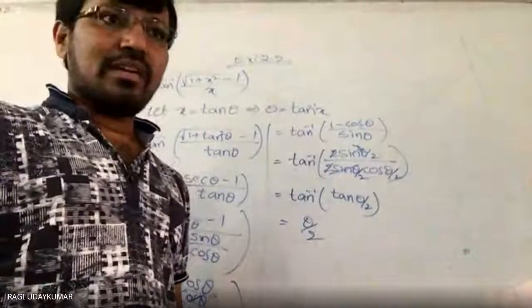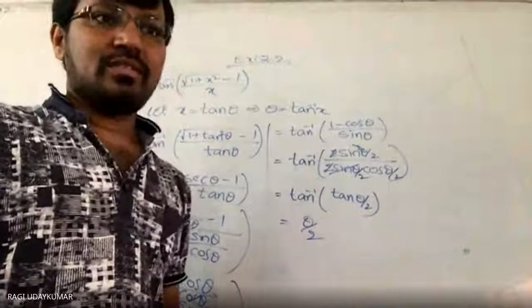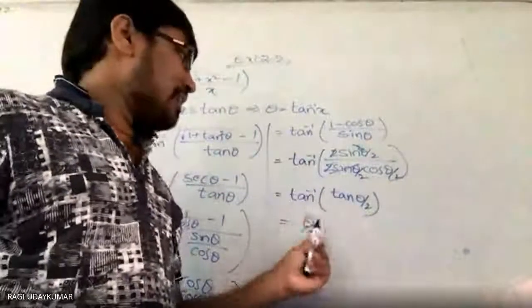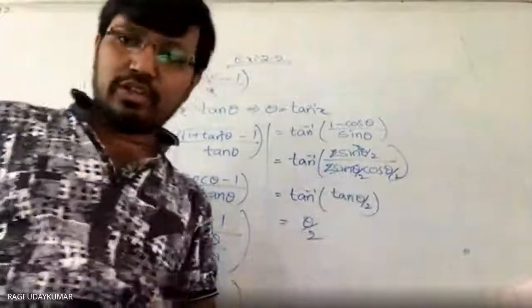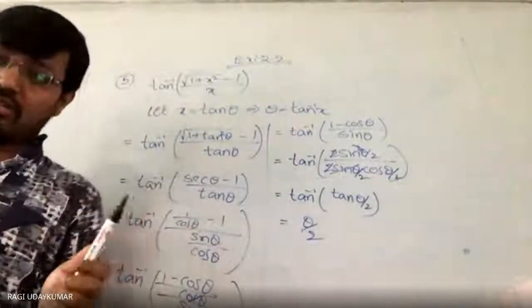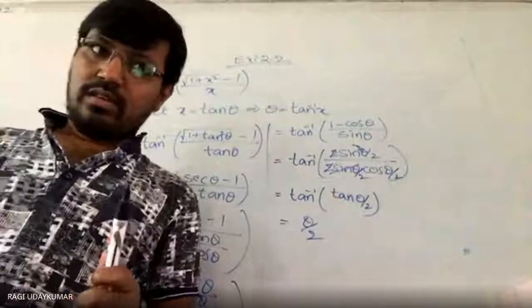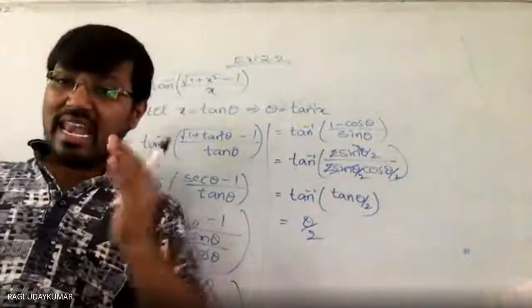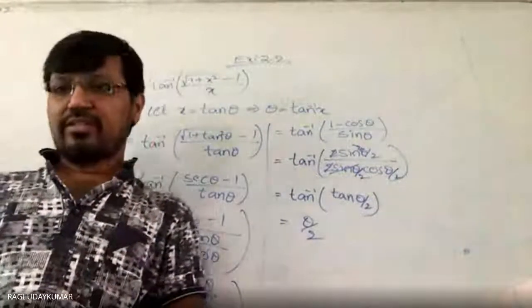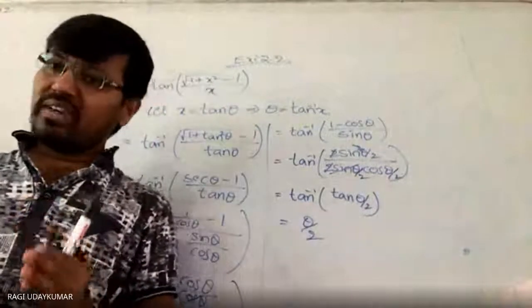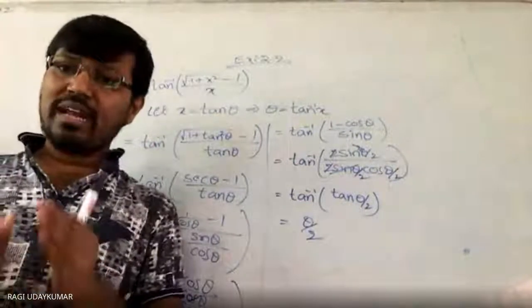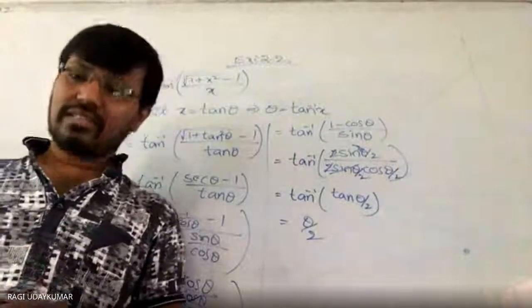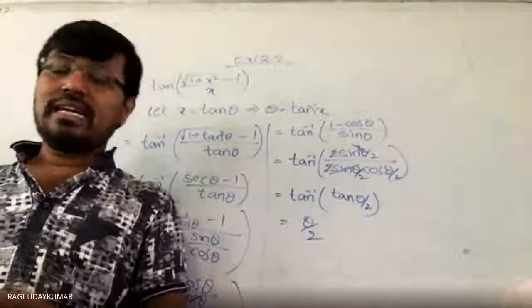In what case of x is it possible? Tan inverse of tan theta by 2 is equal to theta by 2, but not always. It holds when theta by 2 lies in the principal value branch of tan inverse. What is the principal value branch of tan inverse?